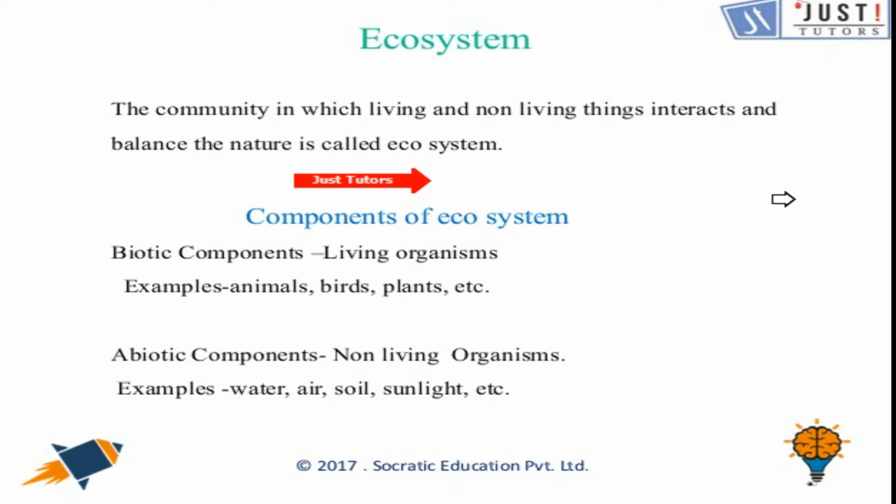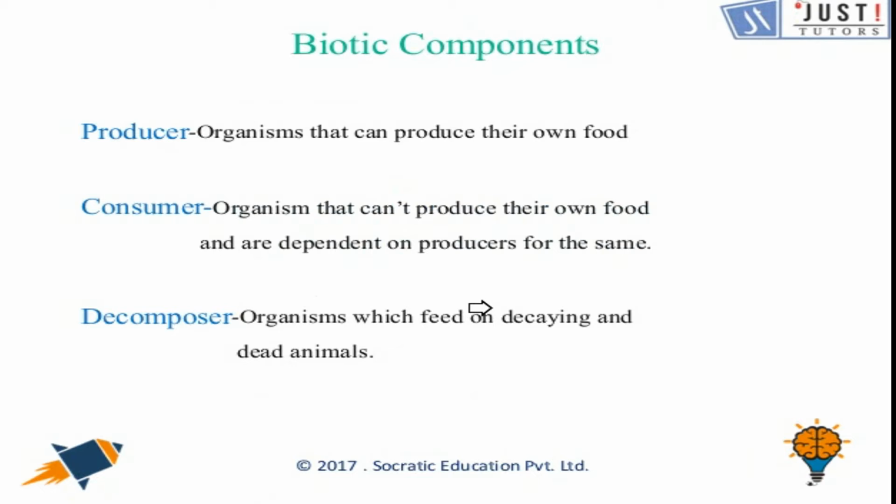Let's move forward and talk about biotic components in detail. You can classify biotic components into three categories: producer, consumer, and the last one, decomposer. Basically the green plants play the role of producers because they prepare food by photosynthesis. Let's move forward towards the next one, which is consumer. Animals and other living beings play the role of consumers because they take food directly or indirectly from plants.